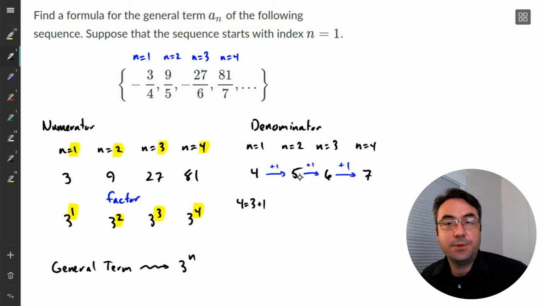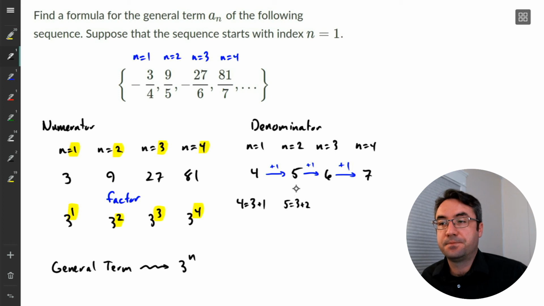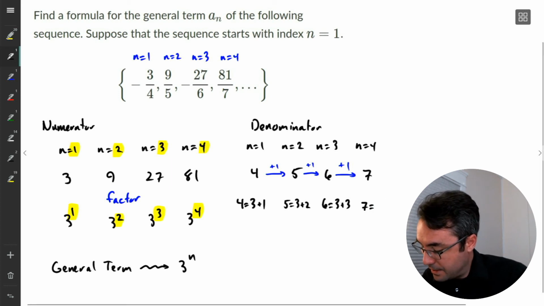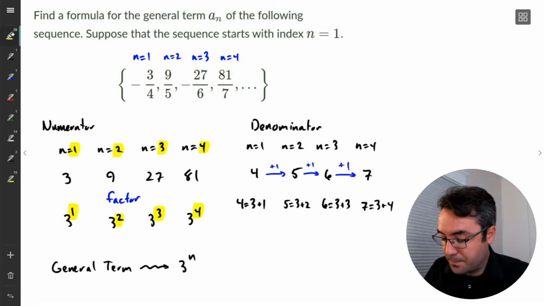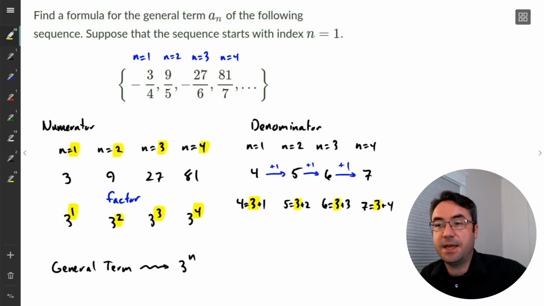Now let's do that analysis for 5, and we see that 5 is 3 more than 2. We're just looking at the difference between the actual piece of our sequence and the corresponding n value. So 5 is 3 more than our index 2 value. And same thing for 6. And so we're starting to see the pattern. And same thing for 7. 7 is 3 more than our n value. So in each of these, the difference stays the same.